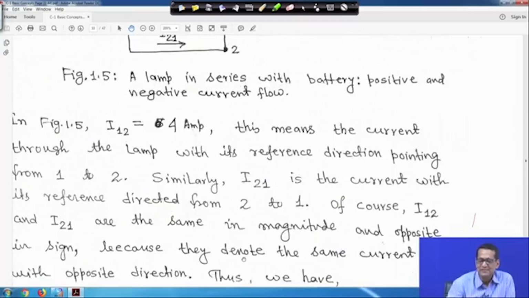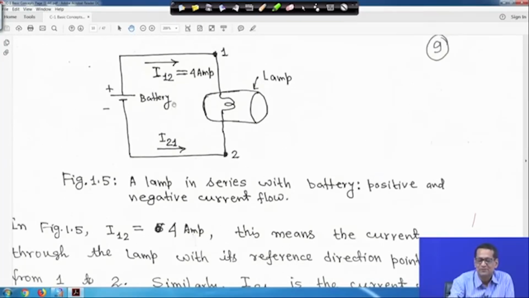So, this part is very simple, but understandable. If you reverse, that means with reference direction 1 to 2, it is 4 ampere from 1 to 2. If you take the reference direction 2 to 1, the sign will change, then I 2 1 should be minus 4 ampere.